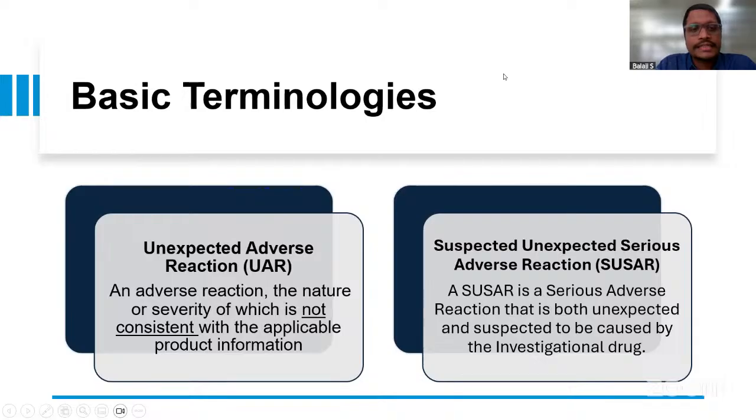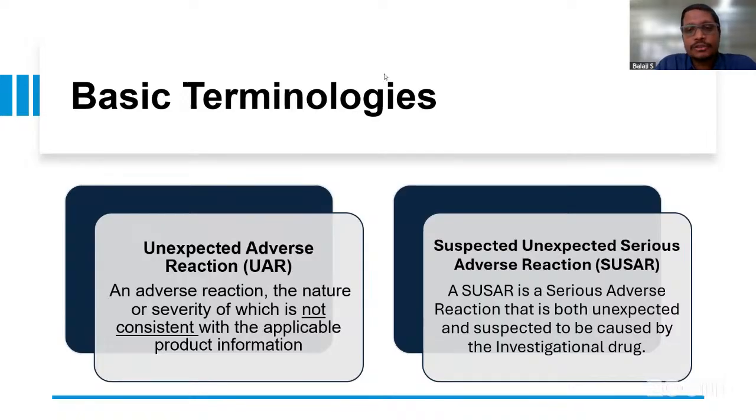Next is the unexpected adverse reaction, which we call UAR, which is an adverse reaction, the nature or severity of which is not consistent with the applicable product information. That is the product information which has already been approved, printed and inserted into the packages. So if any unexpected reaction happens which is not consistent with the approved product information, such types of reaction are to be considered an unexpected adverse reaction.